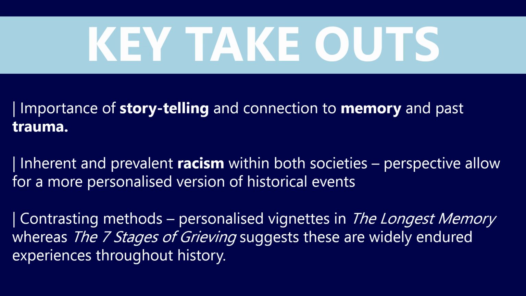As I mentioned, that's a really brief look at those first 9 scenes, but a couple of things to take out from this, particularly if you're looking at the 7 Stages of Grieving and comparing it with Longest Memory, is the importance of storytelling and their connection to memory and past trauma, especially between generations, and how that's passed on. The fact that inherent and prevalent racism is within both societies, and the perspective of the characters in both texts allows for a more personalised version of these historical events. We don't get the Western angle of these stories.